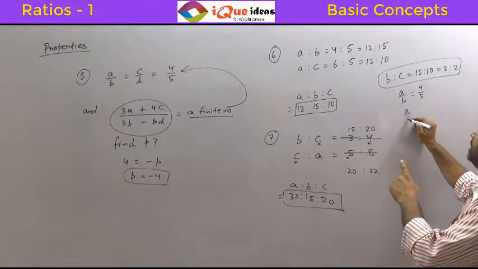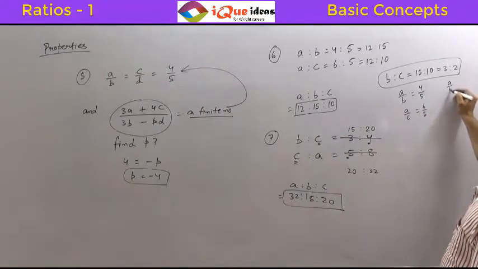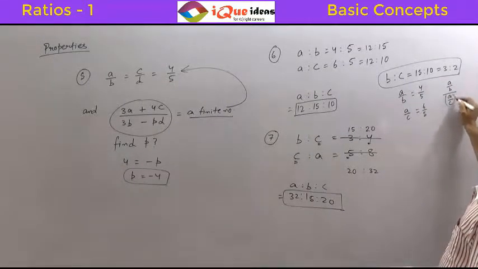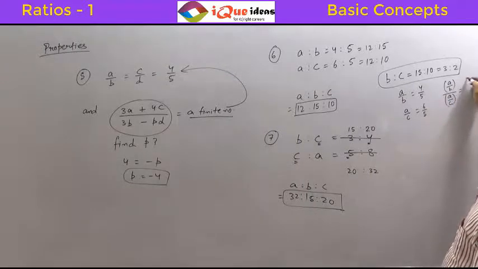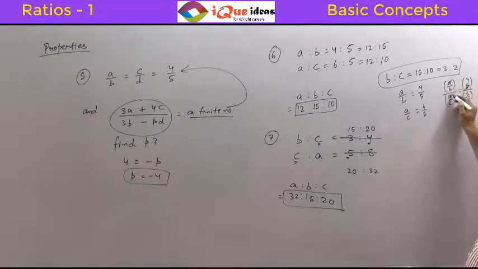And A by C is 6 by 5. So simply divide. If you divide A by B by A by C, A will get cancelled out. 4 by 5 by 6 by 5. So this 5 and 5 get cancelled, A and A get cancelled. So we get C by B is equal to 4 by 6, which is 2 by 3. So B by C will be 3 by 2.